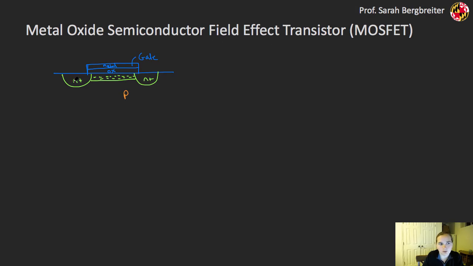So this particular one with these N+ wells right here is going to be an NMOS or N-channel MOSFET. And the same device with P+ wells right here that can create a channel with holes, and this is an N substrate, is going to be called a PMOS or P-channel MOSFET.